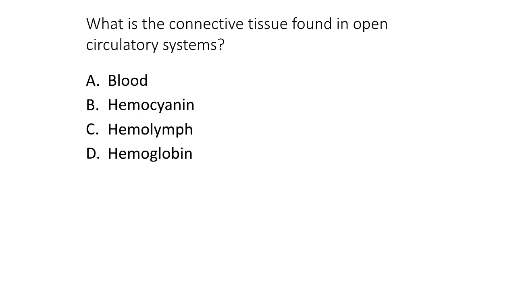Okay, so stop and think for a second. What is the connective tissue found in open circulatory systems? And of course, the answer here is going to be hemolymph. Okay, so when you have an open circulatory system, remember the hemolymph is directly bathing the tissues.